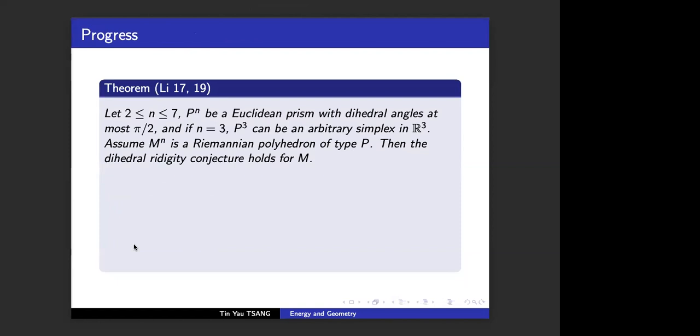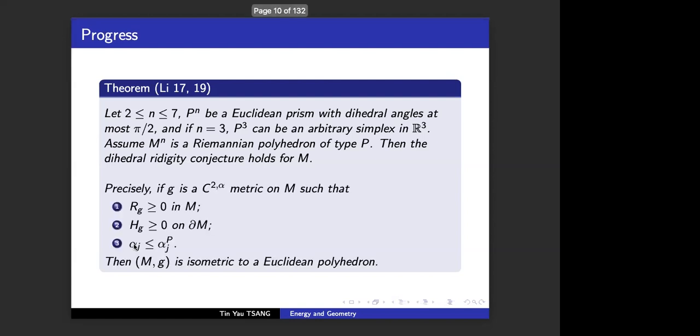For dimension n between 2 and 7, let P be a Euclidean prism with dihedral angles at most pi over 2, and if n is equal to 3, actually P can be an arbitrary simplex. Assume M is a Riemannian polyhedron of type P, then the dihedral conjecture holds for M. To make it more quantitative: scalar curvature non-negative, mean curvature non-negative, and the angles no more than the ones in the Euclidean model, then M is isometric to the Euclidean polyhedron.